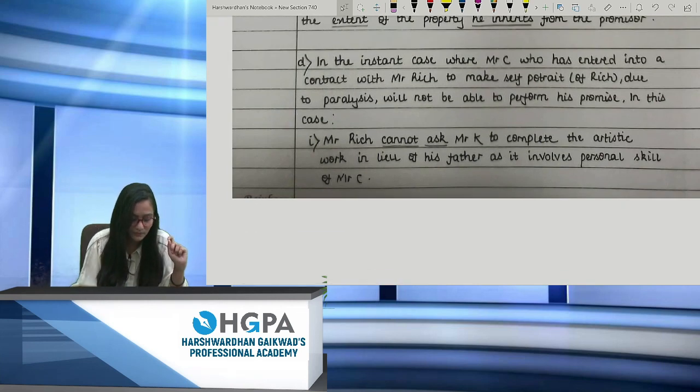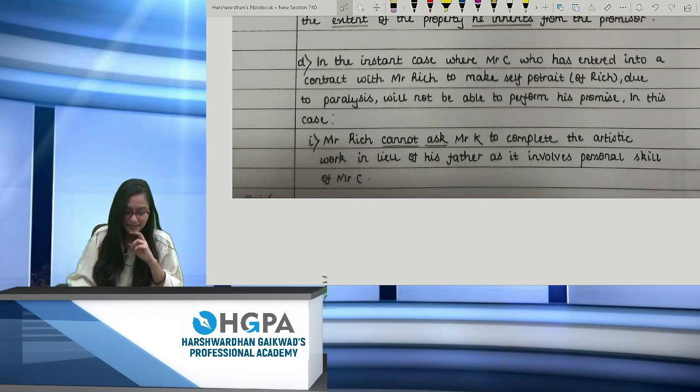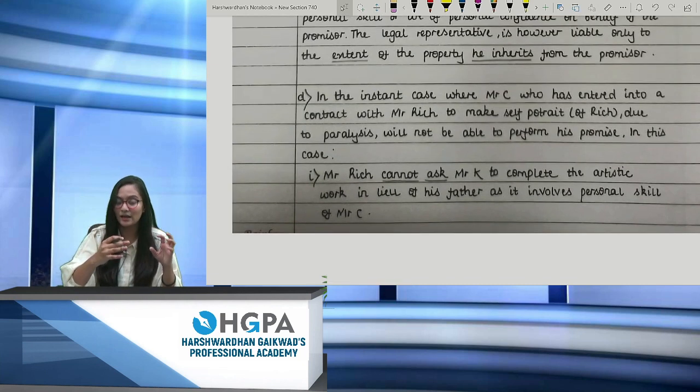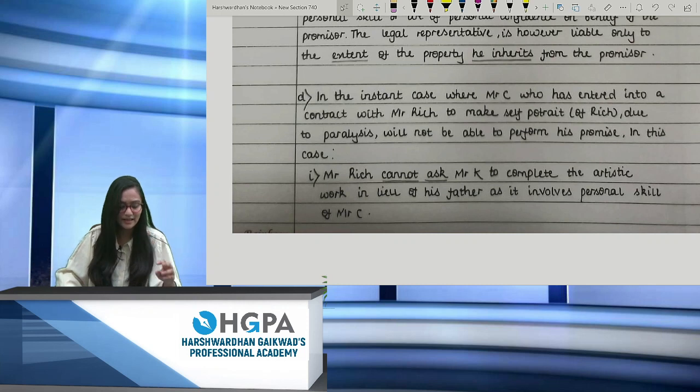So in this case, Mr. Rish cannot ask Mr. K to complete the artistic work in lieu of his father, as it involves personal skill of Mr. C. So you have written the whole provisions, you have told in those 3 lines what the crux of the case actually is, and now you directly write the conclusion.